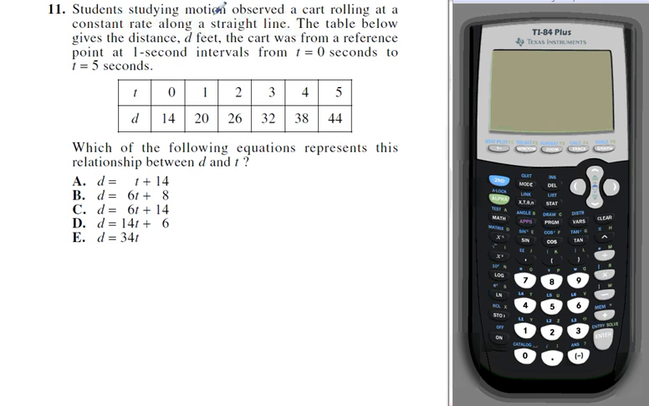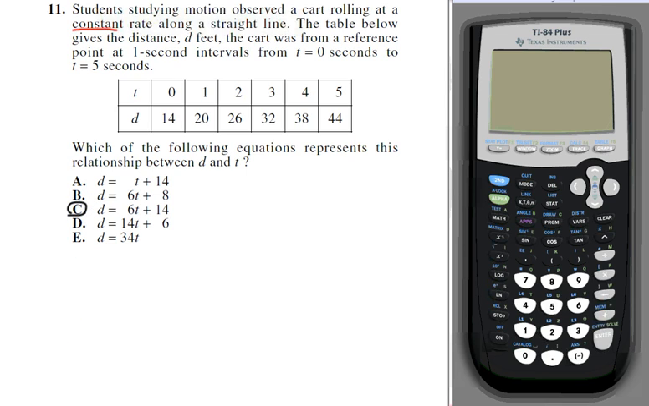Alright, so we already know that this is a constant rate, which means it's going to be linear. So you could plug this in your calculator, but it's actually going to take you longer to type it in than it would be just to look and see, hey, look, it's going up by 6 every single time. So that's going to be my rate of change or my slope. So that means the answer is either B or C. We just got to figure out the initial point, which, hey, look, they also give us that. Our y-intercept is 14, so the answer is C.